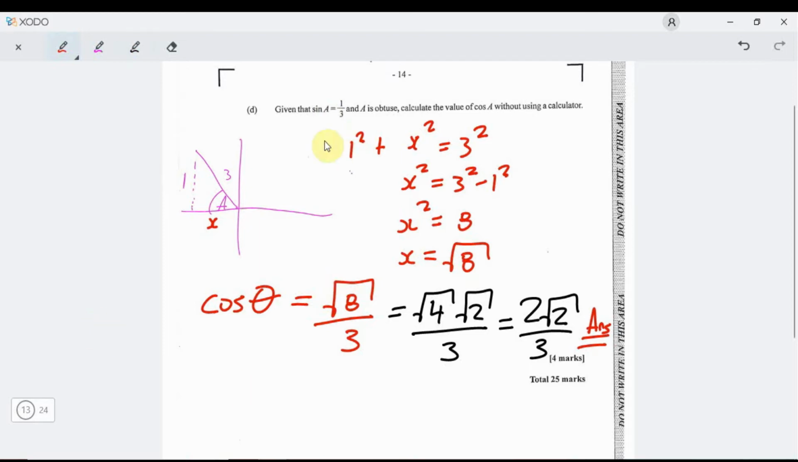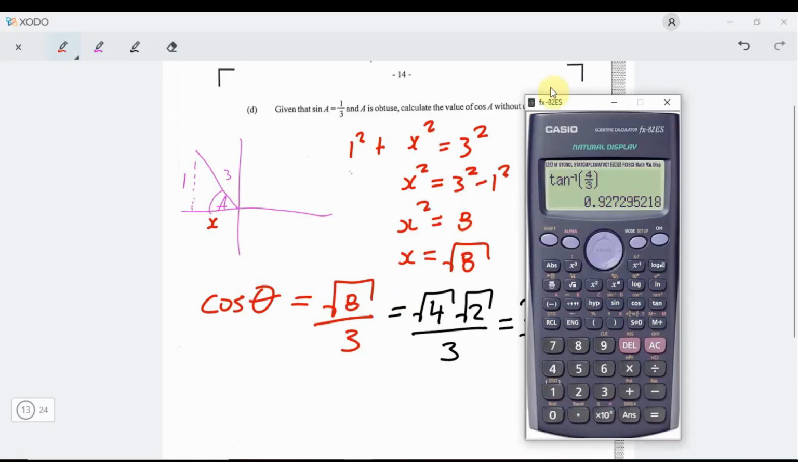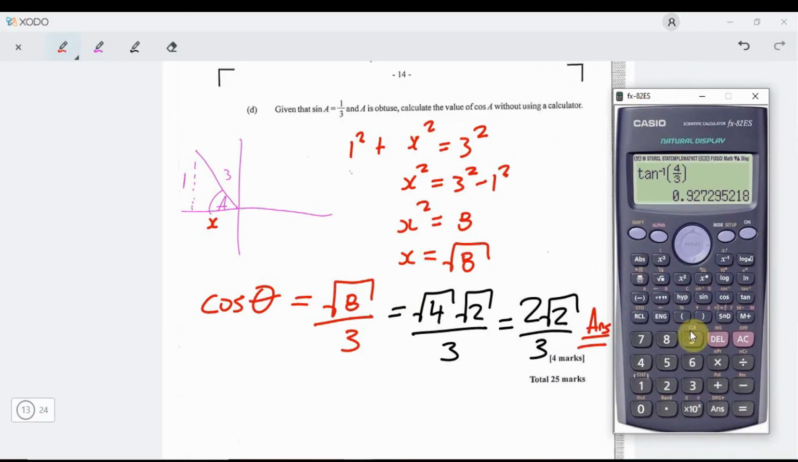Just in case you don't believe it, I'm going to show you that this is cos theta. If you were to take out your calculator, let me put the calculator back in degrees, and do sine inverse 1 over 3, this will give you theta. Once you get theta, look at this. Cos of theta is 0.942.